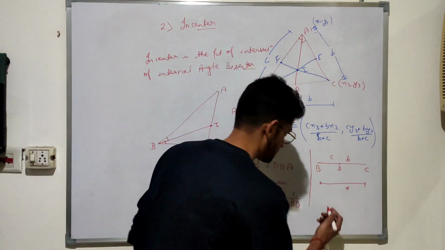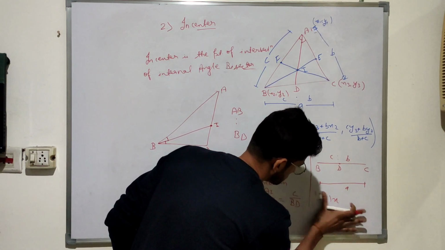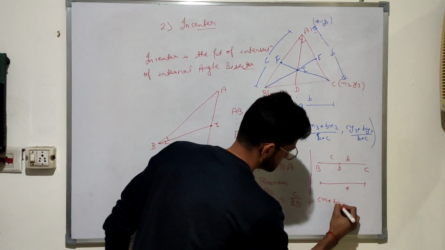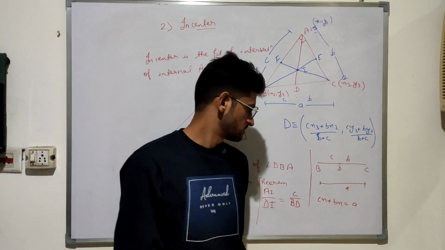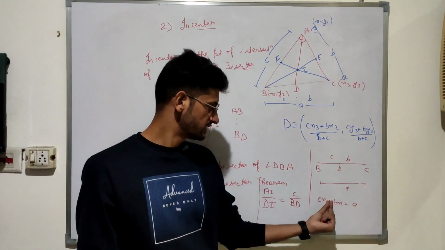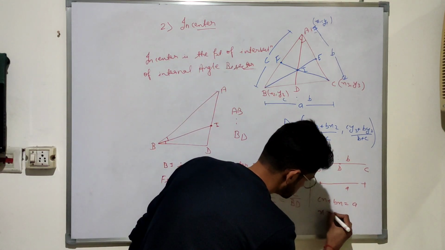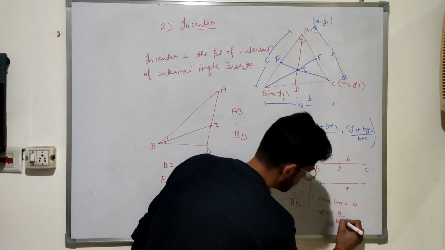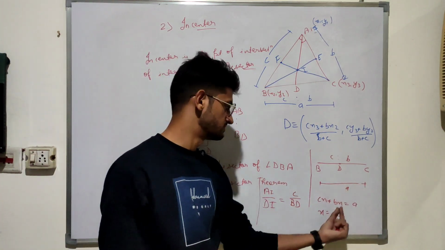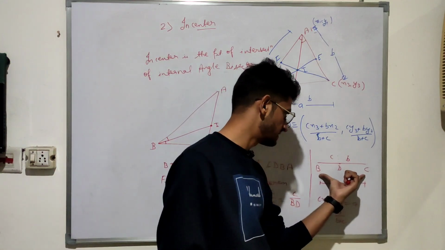In order to find that, we take Cx plus Bx is equal to A. Point D is dividing side length BC in the ratio C to B, so we take Cx plus Bx equal to the complete length, that is A. From here we can write x is equal to A upon B plus C. What is x basically? x is the 1 unit of length on the side length BC.